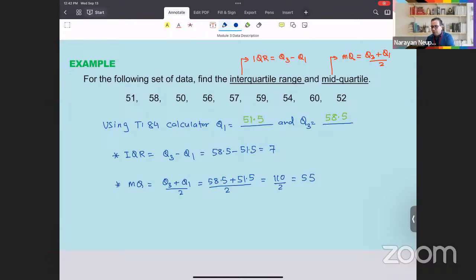Okay, so what you have to do is you go to stat, then go to calculate, because you need the calculated value, right? So you go to calculate, and then this is already selected, enter. And then go to calculate now. Okay. So you'll see those values, right? Q1 is 51.5, Q3 is 58.5.